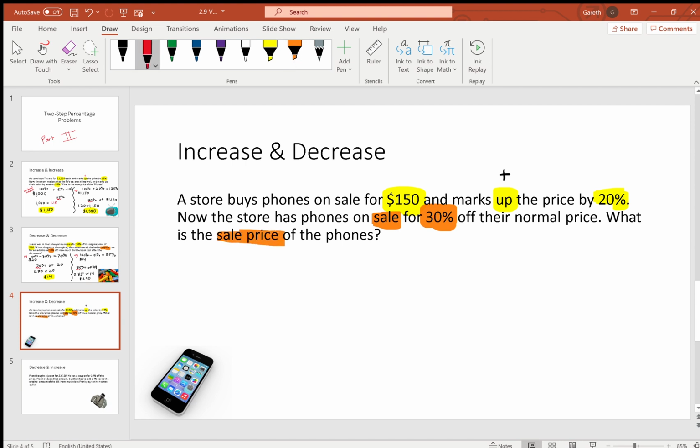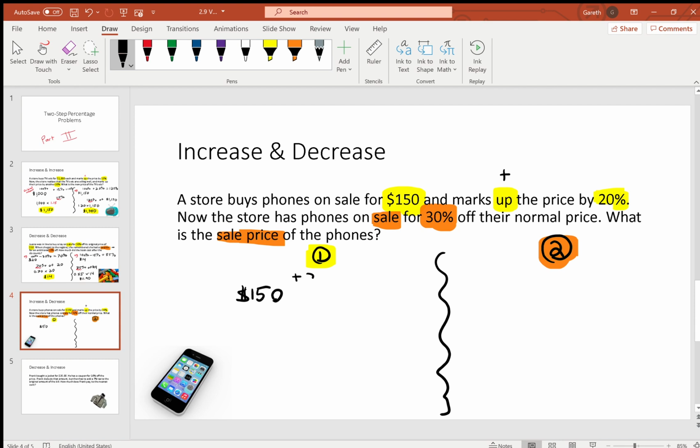So please notice I've already started splitting this problem up into two parts. Part 1 is the yellow part, and part 2 is the orange part, okay? So in the first part, the store is like, I'm buying these phones for $150 and I'm increasing their price by 20%. And in the second part, the store is like, I gotta drop their price again. So in the second part, you are decreasing their price by 30%. Okay, this is pretty straightforward. Let's go ahead and solve it.